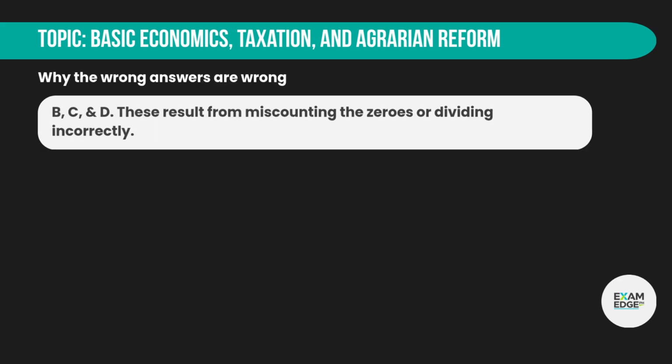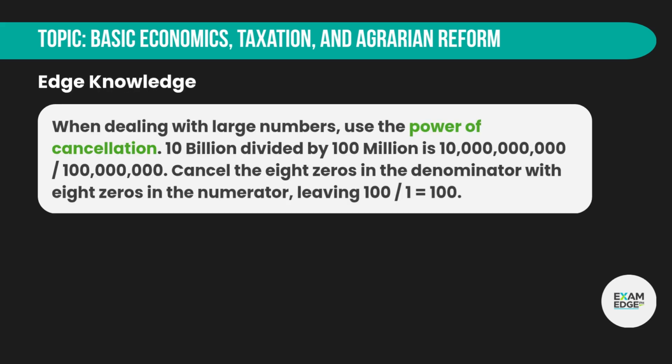Why the wrong answers are wrong? B, C, and D. These result from miscounting the zeros or dividing incorrectly. Edge knowledge. When dealing with large numbers, use the power of cancellation. 10 billion divided by 100 million is 10 billion over 100 million. Cancel the 8 zeros in the denominator with 8 zeros in the numerator, leaving 100 over 1 equals 100.